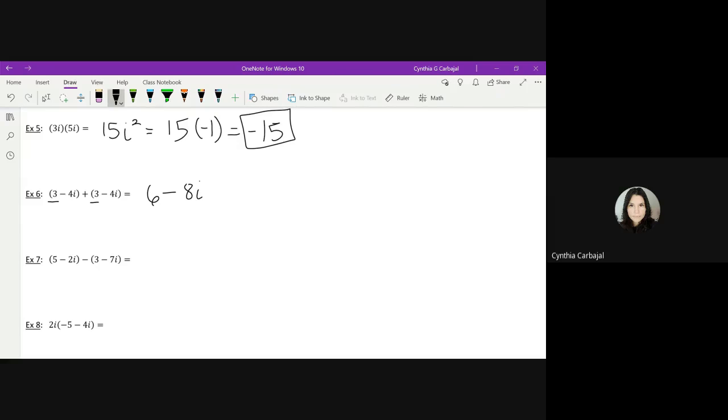And that's it. The 6 and the 8 cannot be combined because 6 is a real number, or the real part of this complex number. So the -8 is imaginary. So that's as far as we can go.